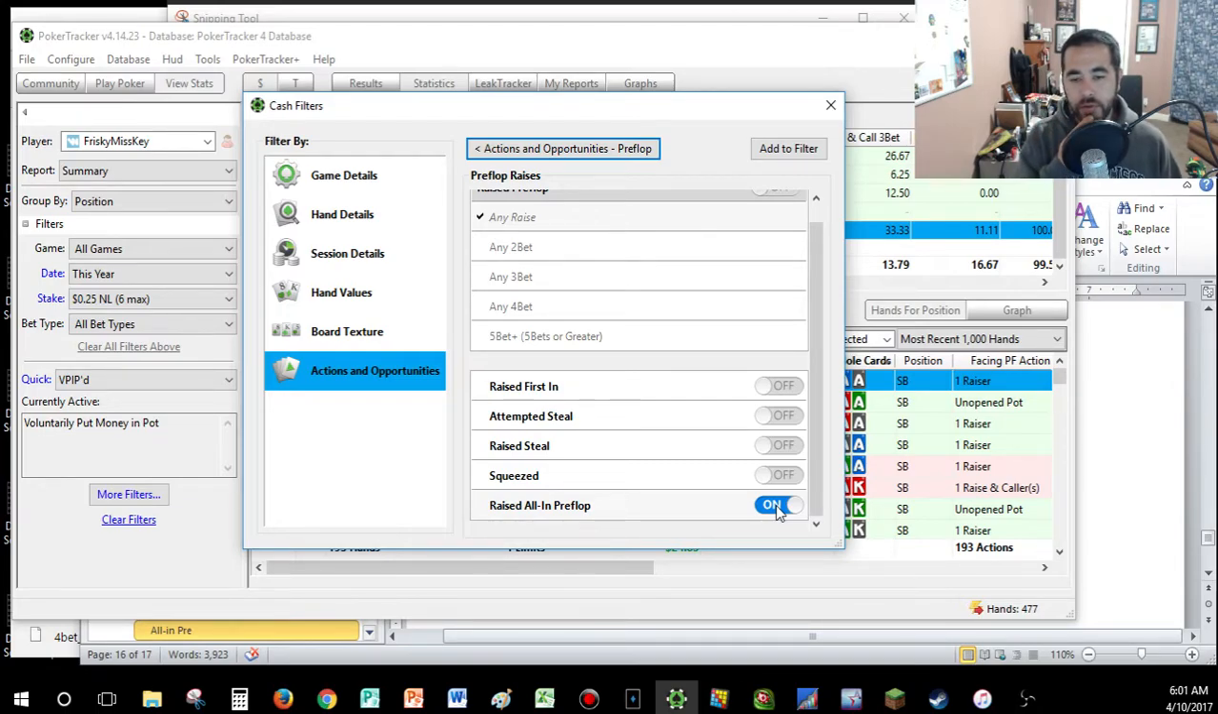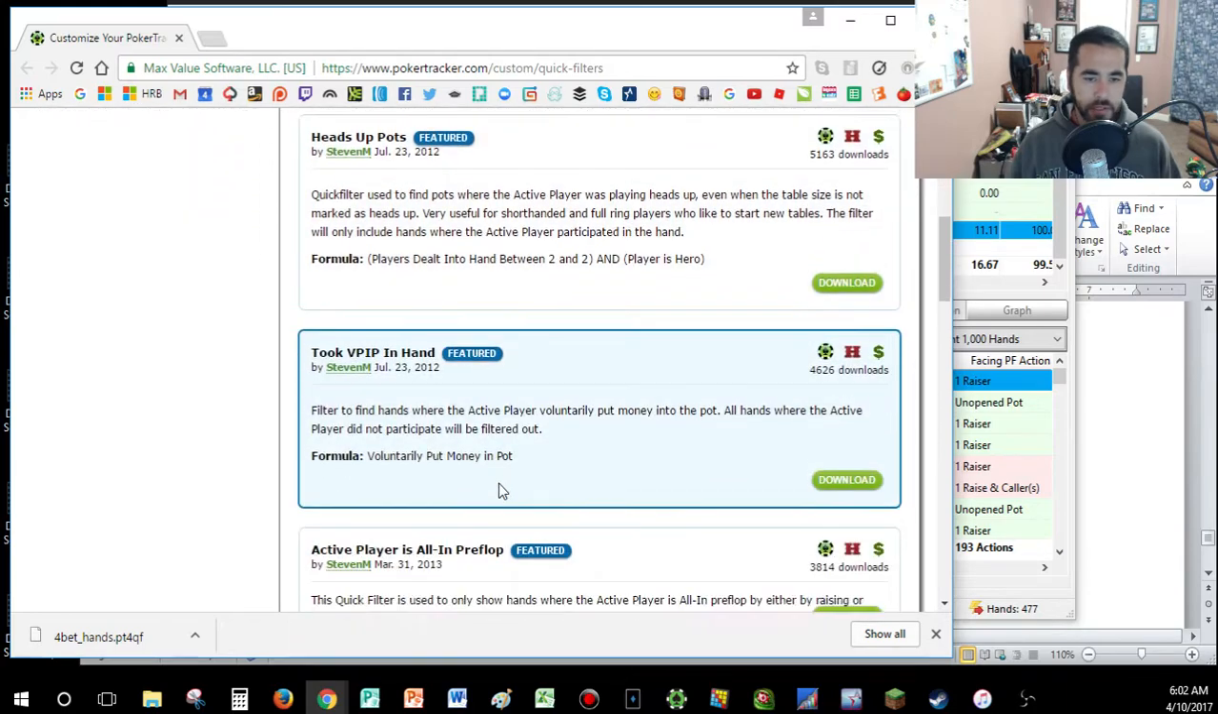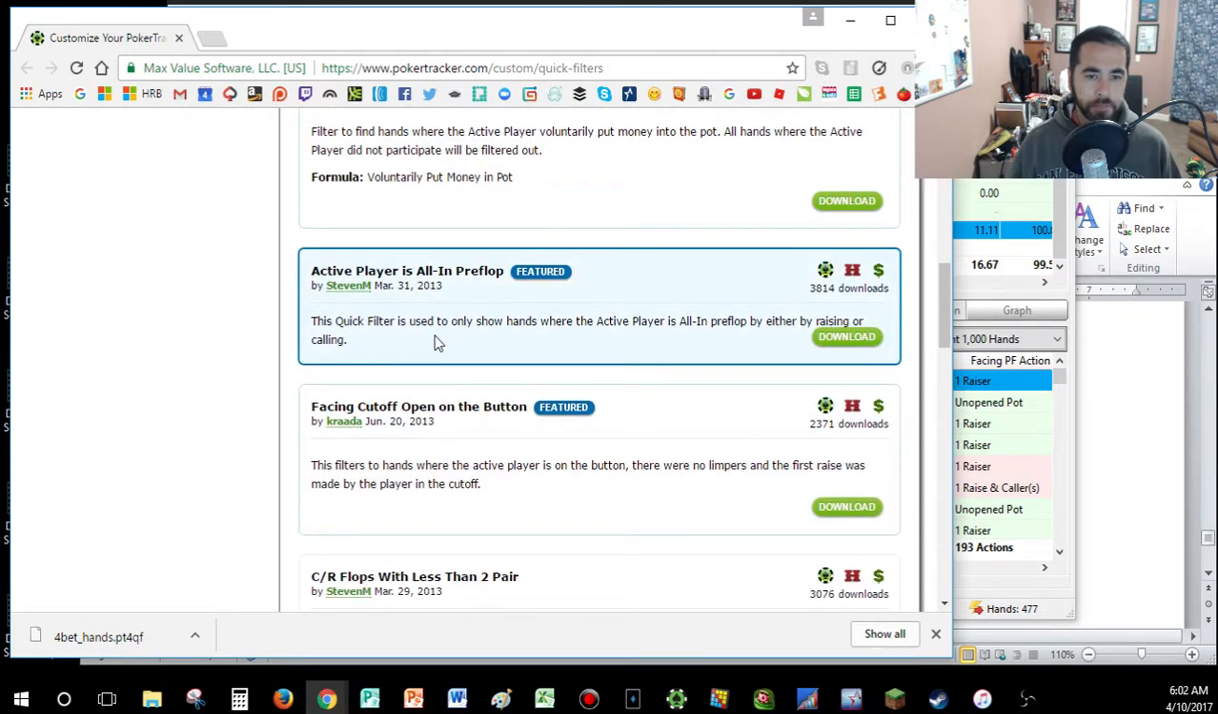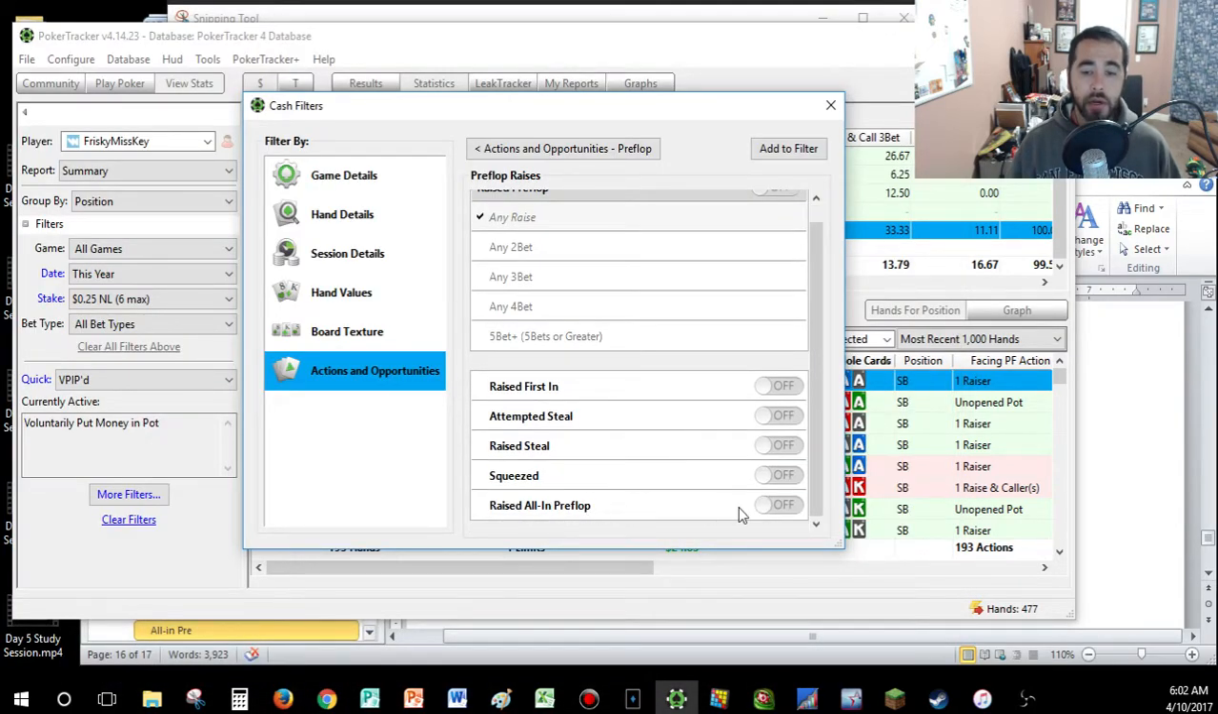But what if you called all in pre-flop? I just want to see spots where you get it in pre-flop. Well, it would make sense to break it down, but in cash games, it probably doesn't happen that often. I bet if I'm able to find this filter where you're all in pre-flop. Oh, active player is all in pre-flop by either raising or calling. So there is a way to do it.